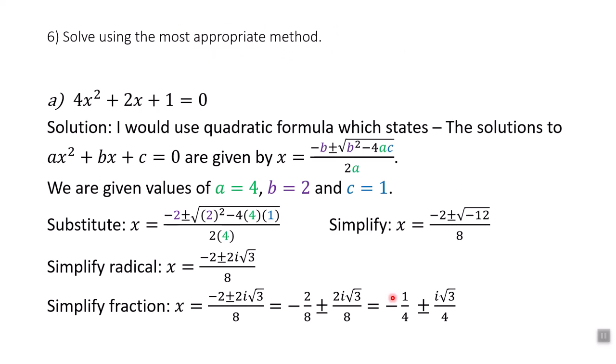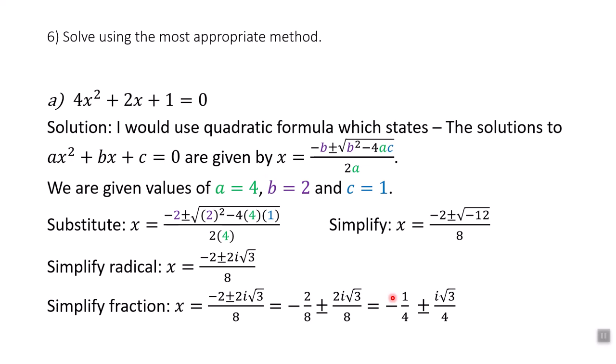All right, number 6 has multiple parts to it. And I think I did most of these parts. I think I did all of them, actually. So solve using the most appropriate method. We'll talk about a couple of different methods here, 3 different methods. When given 4x squared plus 2x plus 1 equals 0, I would use the quadratic formula. I look at it and I don't see anything that factors quickly, easily, something obvious. So I go to the quadratic formula.